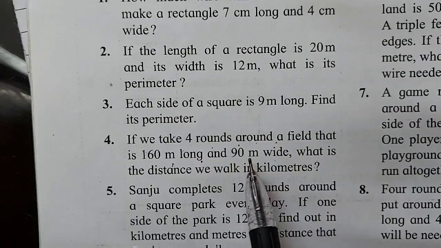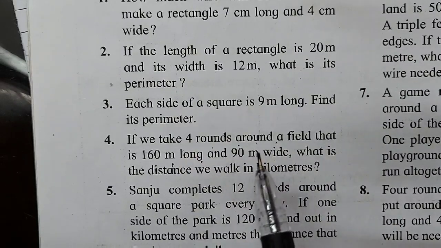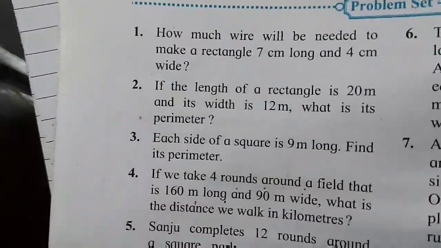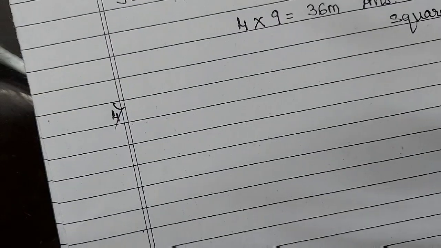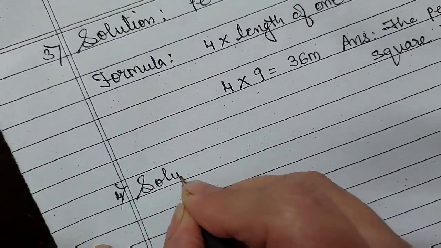Conversion is there. So first of all find out its perimeter. Then multiply by 4 because 4 rounds, no? And then you have to convert the answer into kilometers. So how are we going to do that? First of all we have to find out the perimeter. Okay. Solution.